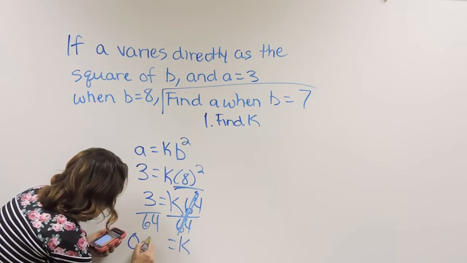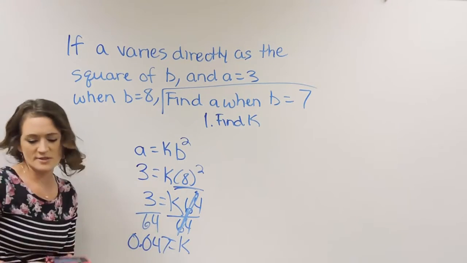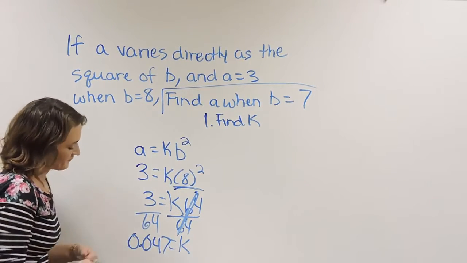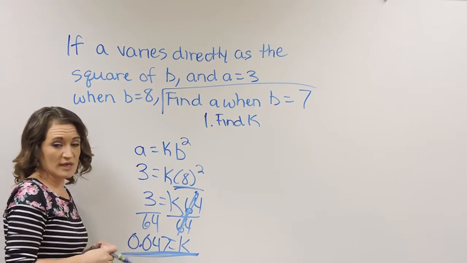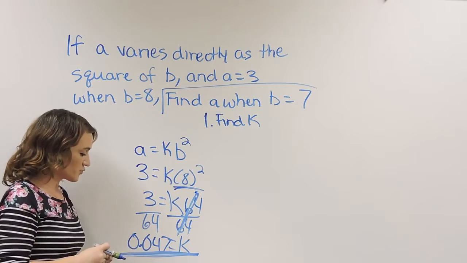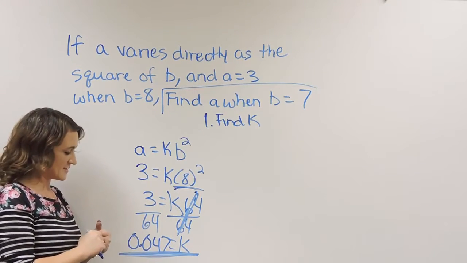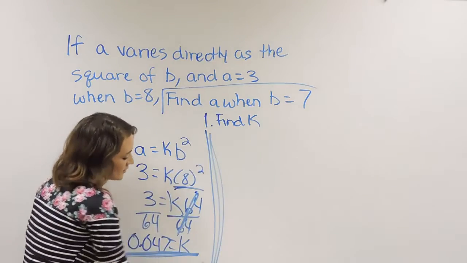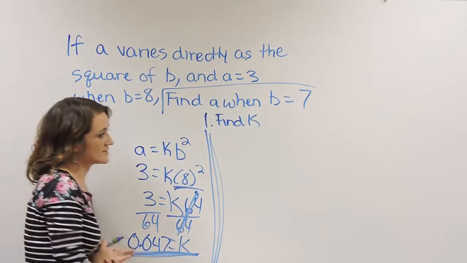I'm getting 0.047. I'll round to 3 decimal places here. Hopefully, whatever problem you happen to be working on will let you know or give you an idea about how far to round. I'm going to round to 3 decimal places. So by plugging in here, I found that k is equal to 0.047.